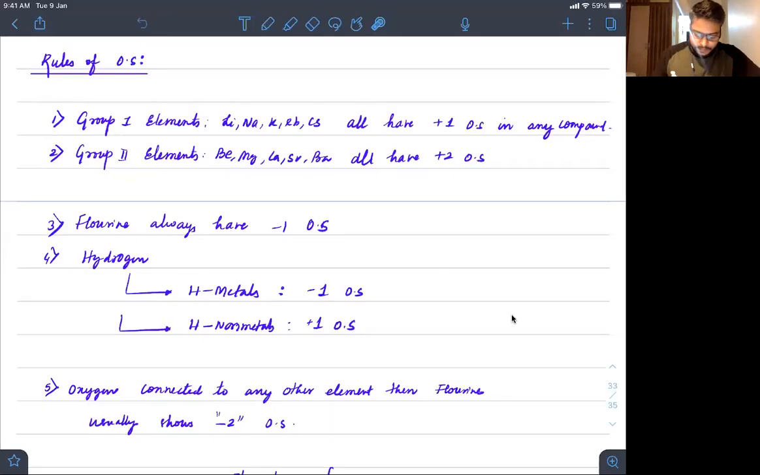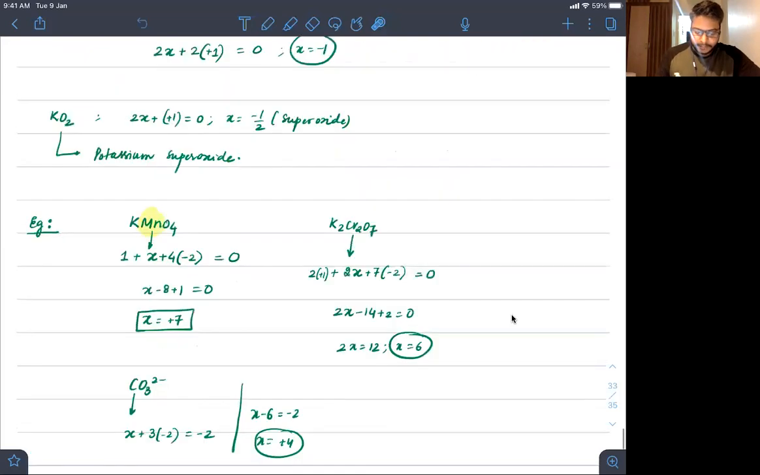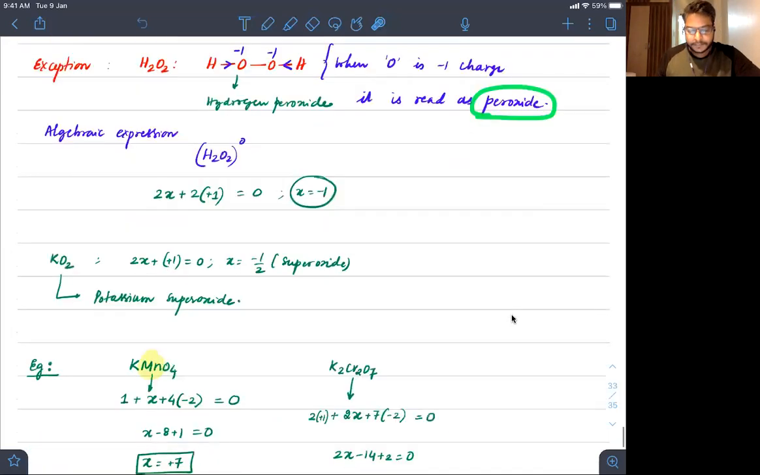And if it is fluorine, it is going to be -1. And if it is hydrogen, it is going to be -1 with metals and +1 with non-metals. And oxygen, on the other hand, will usually show -2, but it has various oxidation states. For instance, if you take H2O2, it would have -1 oxidation state. And when you have -1, we read oxygen as peroxide. And similarly for the hydrogen.